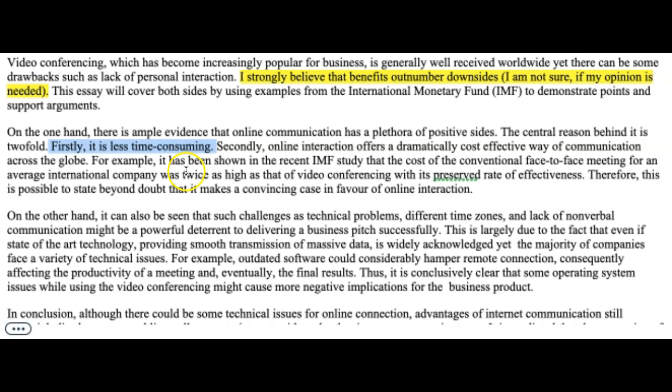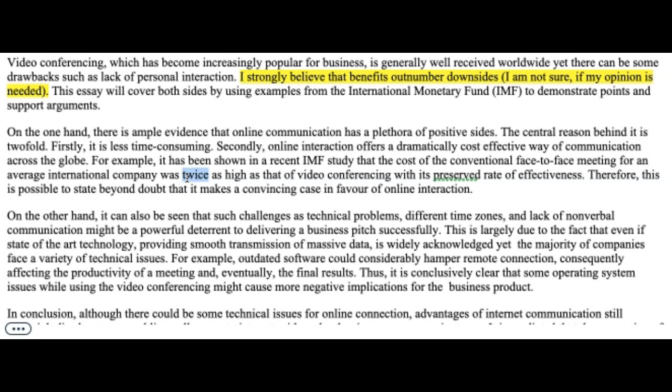Good. For example, it has been shown in a recent IMS study, because we're just talking about one of many, not the specific one, that the cost of a conventional face-to-face meeting for an average international company is twice as high as that of video. I'd go as far as, like, if it's $500 to go to London from New York, then you're saying a video call is 250. So video calls are probably much cheaper.